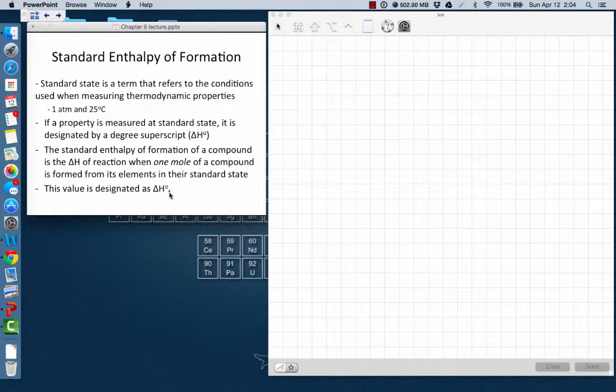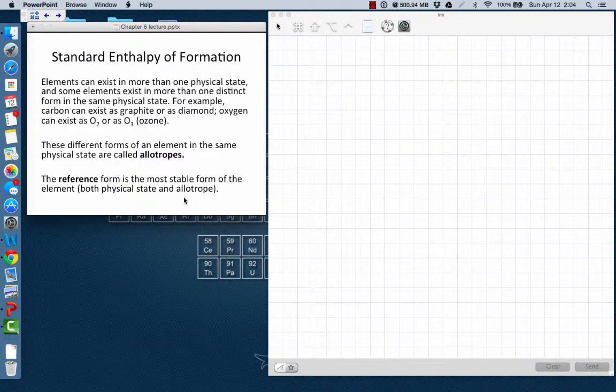So this has a lot of things. It's the delta H, which is the enthalpy of formation, but it's standard because it's got the little degree superscript, and it's a subscript f, which means the formation. So that's when it's formed from its elements in their standard state. So what that means, the standard state and formed from its elements, you have to remember that elements can exist sometimes in more than one physical state, right? So this gives you an example that carbon can exist as graphite or diamond, and oxygen can be O2 or O3.